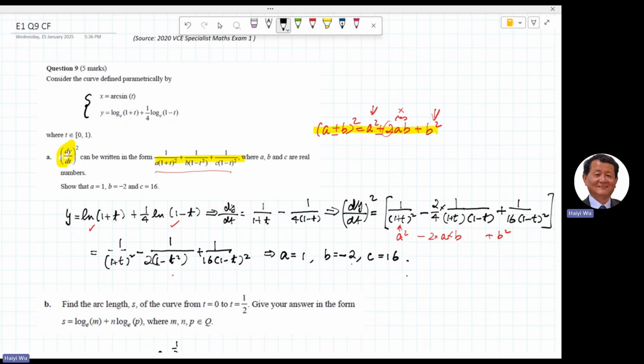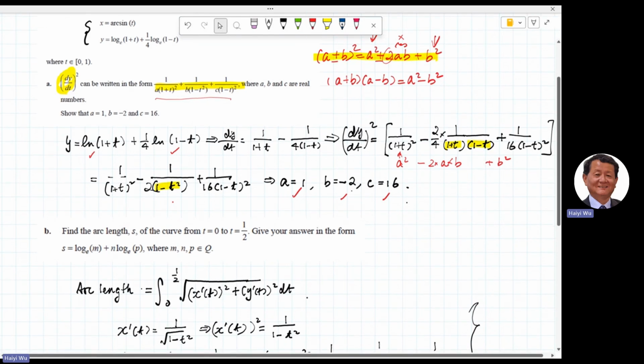All right, now because these two together are a difference of squares, another formula we're going to use is (a plus b)(a minus b) equals a squared minus b squared. This goes both ways, so this becomes a squared minus b squared. Then we tidy up, so the answer is a is 1, b is -2, c is 16. So question A is pretty simple.